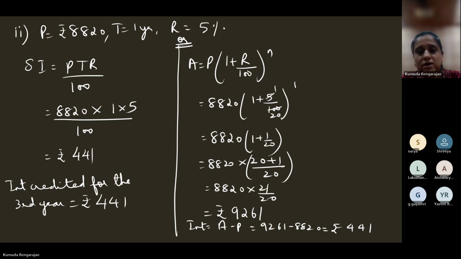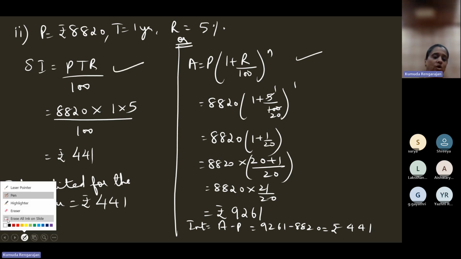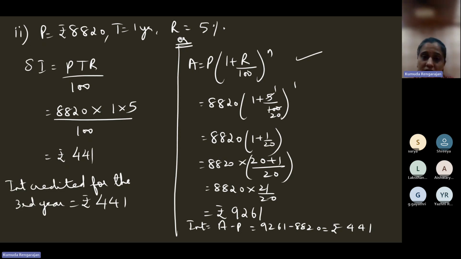If you use the amount formula, you will get the amount 9261. But the question is what interest is credited for the third year? So interest is amount minus principal. 9261 minus 8820, which is 440. You can do it like this, but you can see that you have more steps here, more calculation. So you can save time by doing this. You can do it this way or this way, but this only you should do. Or method, don't do. Or is just to understand. You should do this one only.